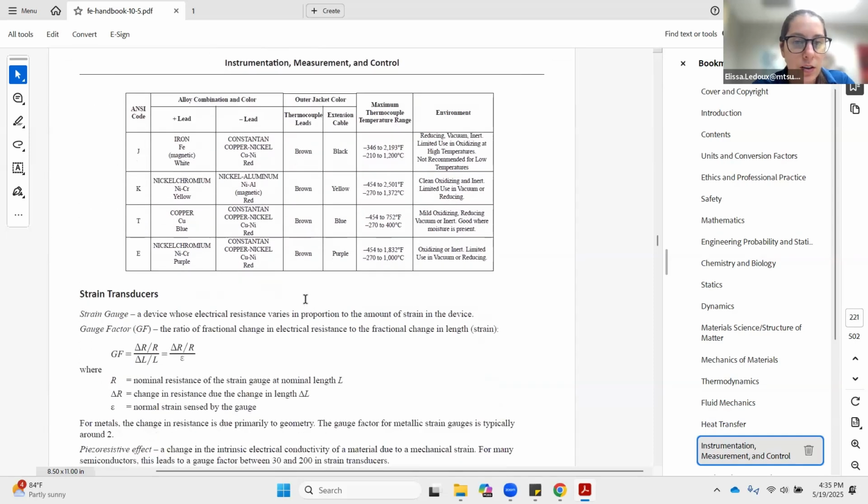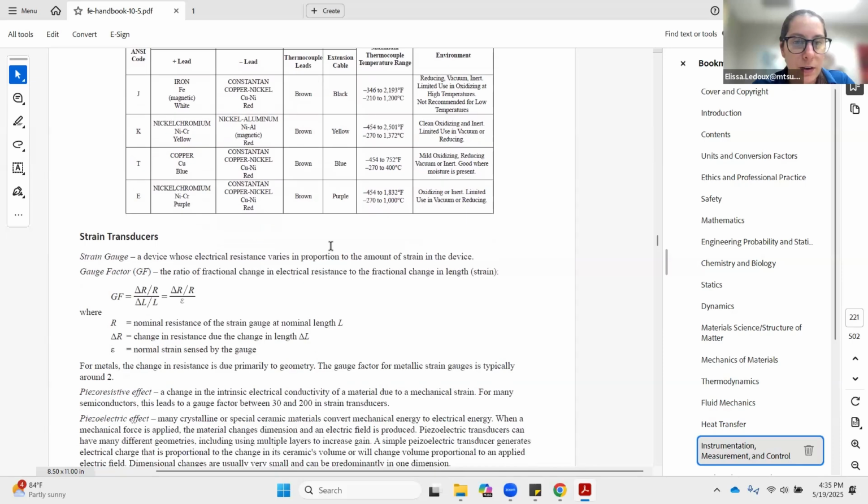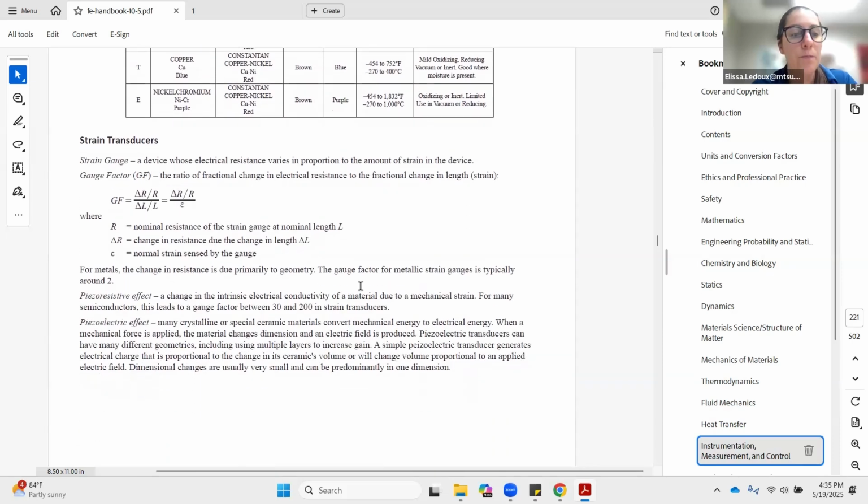This just talks about colors of stuff. I think the whole test is black and white, so I don't think you'll have to know that very much. A strain gauge, you may have to calculate the gauge factor, which is change in resistance over original divided by change in length over original. So if you know how much the size and the resistance change, you can calculate the gauge factor, or if you're given the gauge factor, you can calculate one of the other things.